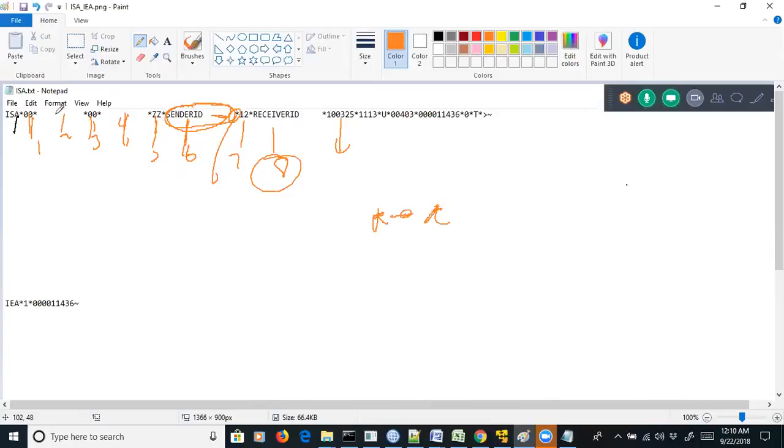If this information is not present, I said 0 0, it means information is not present, right? So it's blank, but this will not make any difference because even if there is a space, the separator is asterisk.